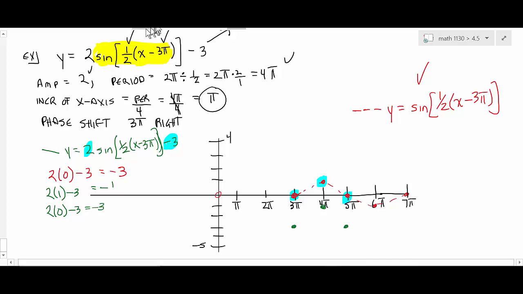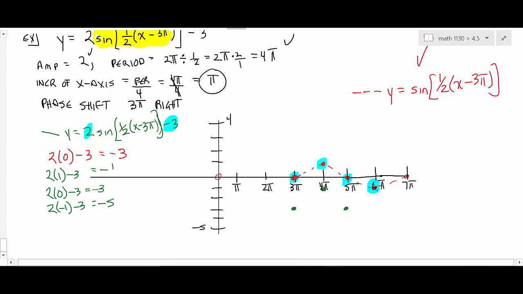When I go to the next point, its y value is -1. So we do 2 times -1 minus 3. That one now goes to -5. So let me move this up a little bit. You want to move that point down to -5 like that. Then the last one is 0, so we've already done that: 2 times 0 minus 3 is -3. So that point goes like this. The final graph is going to go through those 5 key points.